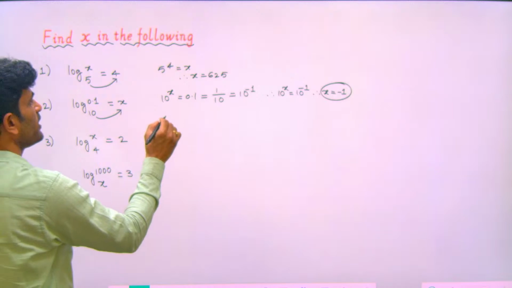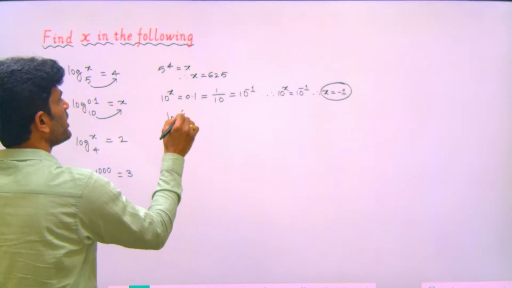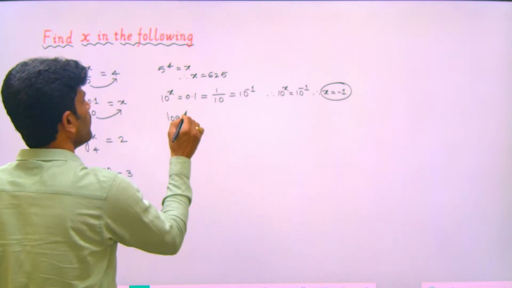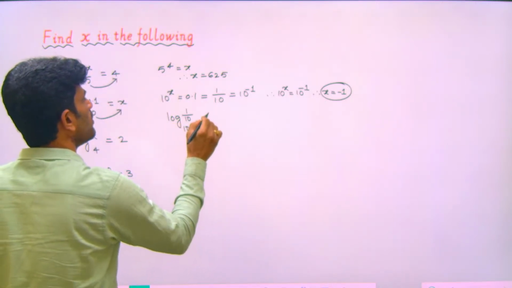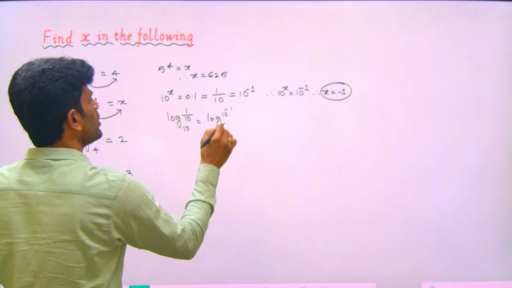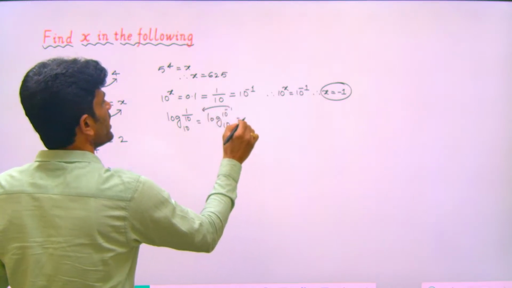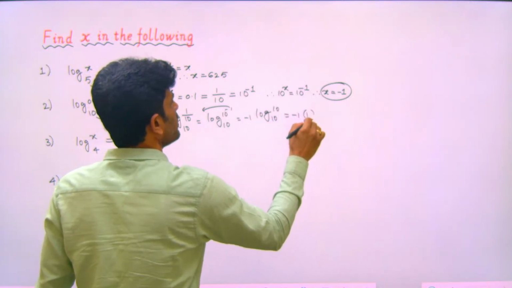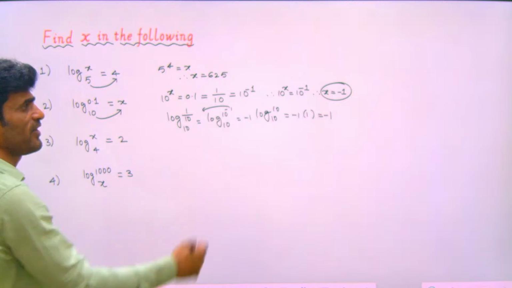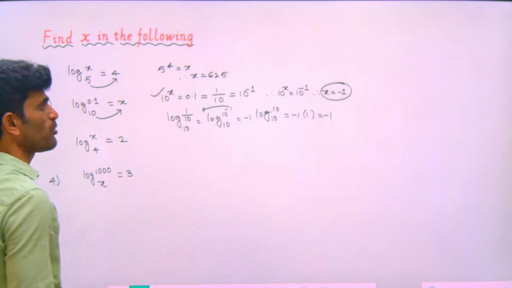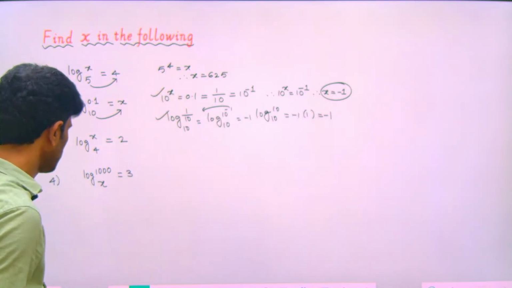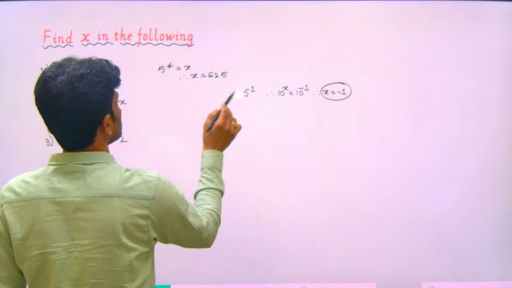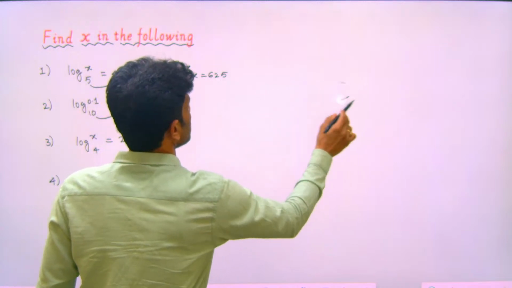Same problem in another way, how can we do? Log 0.1 can be written as log 1 by 10 to the base 10, which is log 10 to the power of minus 1 to the base 10. Minus 1 will come front: minus 1 into log 10 to the base 10, which is minus 1 into 1, that is minus 1 itself. This is another way of finding the solution. The first is by using exponents, this is by using logarithms. Hope both of you understood how to find out x when the question is given like this.